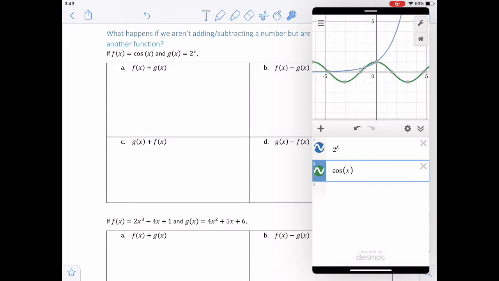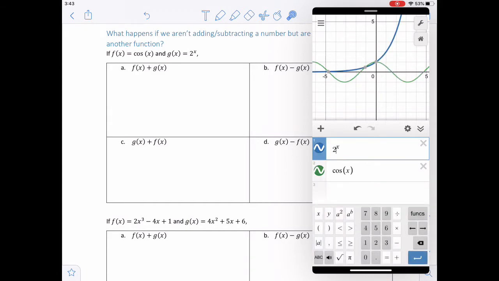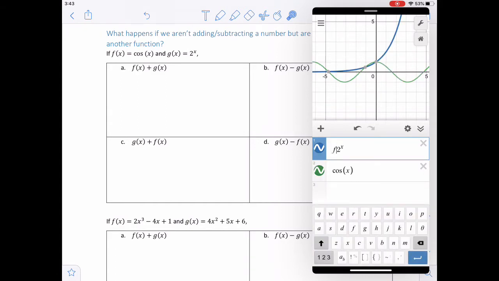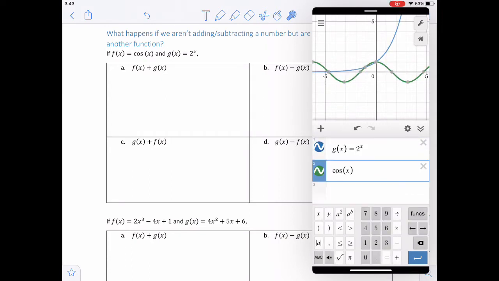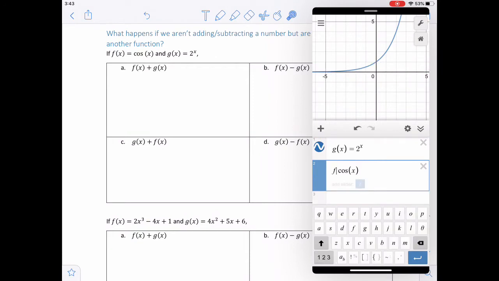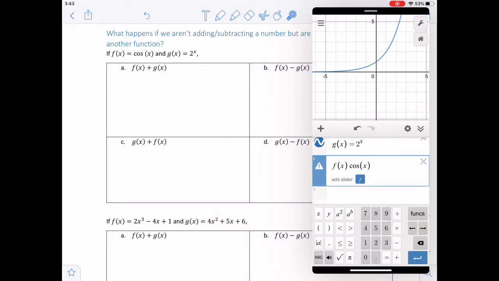So if these are two functions, I'm going to go ahead and call them f of x and g of x in Desmos. So we can sort of follow along in Desmos as well and look at some of the cool functionality that Desmos does. All right, so those are our two functions.